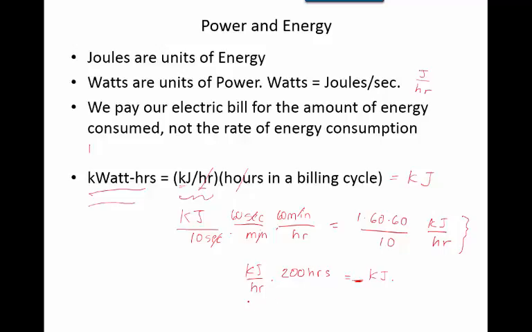But what did I really have? I had kilowatts times hours. So the power company gives you a bill in kilowatt hours, and it's really the energy that you used, not the power that you used.